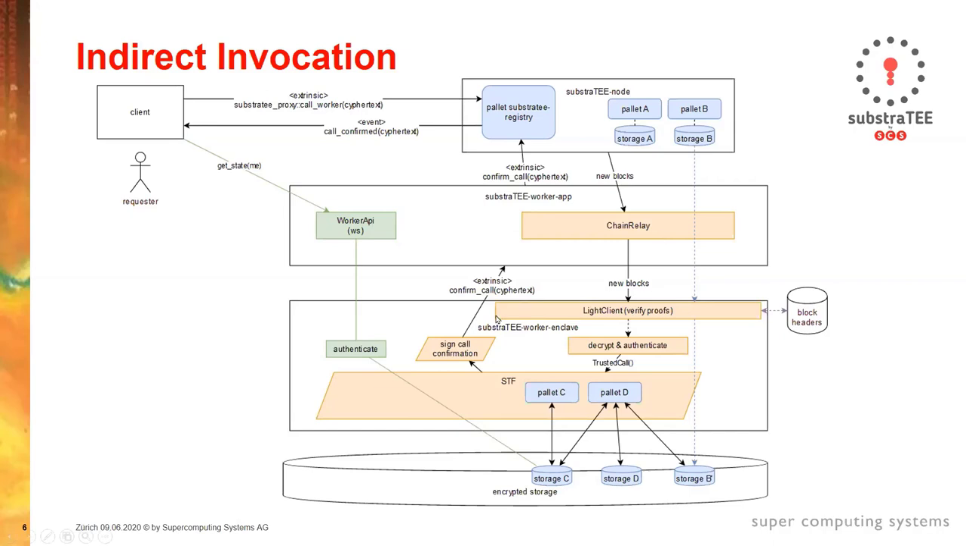Then we have a light client built into the enclave. That light client takes the new blocks, can verify all the proofs, like the GRANDPA finality and inclusion proofs of transactions, and it keeps its own database with block headers. So it's a light client. It only stores block headers, but it processes entire blocks. It's not only getting the headers, it's getting the entire blocks because it needs to extract the extrinsics.